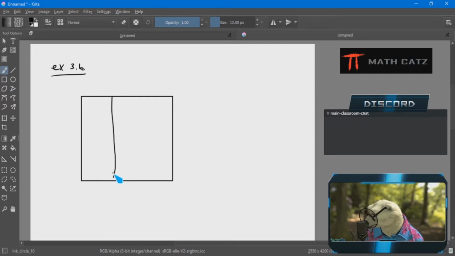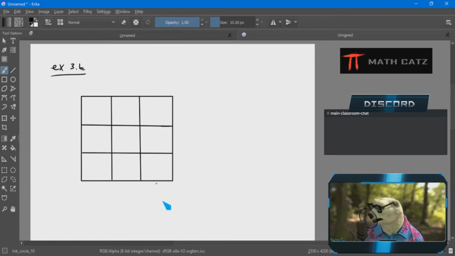Whoa, that is not straight. Like that. 3x3 grid. Whoops, can't speak and draw apparently. Come on, man. Like so. So that's our layout.